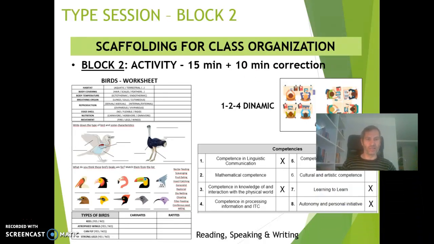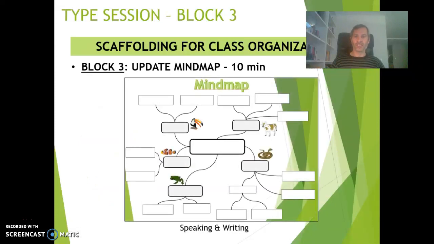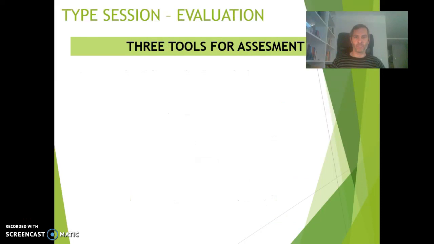What I am activating here is the following competencies: linguistic communication, knowledge and interaction with the physical world, competence in social skills and citizenship, because they are working together in groups, learning to learn, and autonomy and personal initiative. I will use this also as an assessment tool. Finally, the last part of the class will be dedicated to updating this mind map, where we will put the information we have learned during class and introduce the next group that has to be worked for the next class.